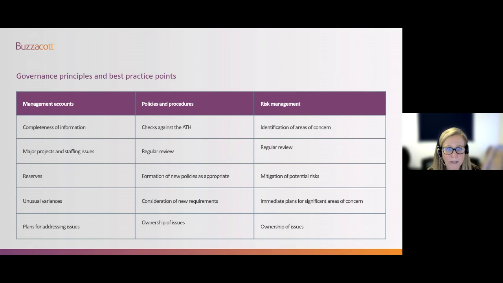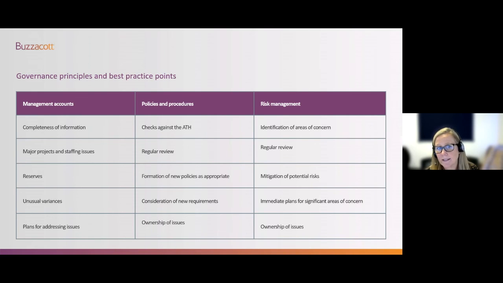Are you aware of all major projects and staffing issues, and what that might mean for costs going forward? Do you understand what's happening with the revenue reserve, the unrestricted funds, relative to income and expenditure? And if you're in a MAT scenario, do you have that understanding at a school level? And if there are any issues or imbalances in the budget, have these been identified? Are there plans to address them? Are the plans viable? Can they happen in a timely manner?